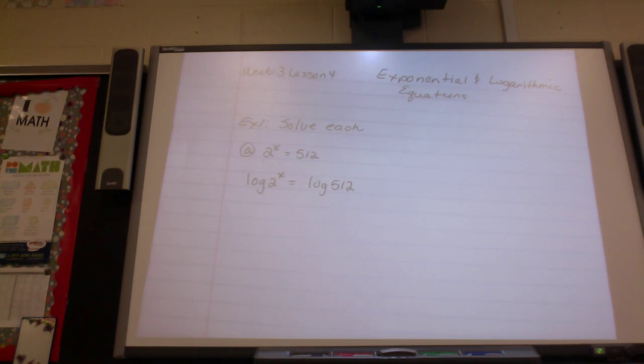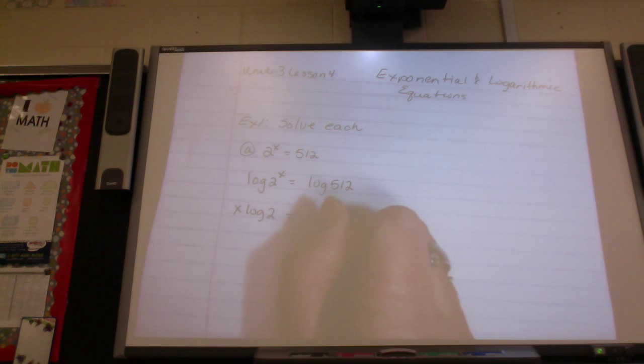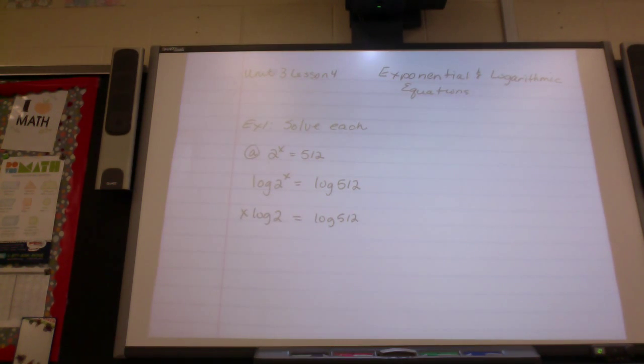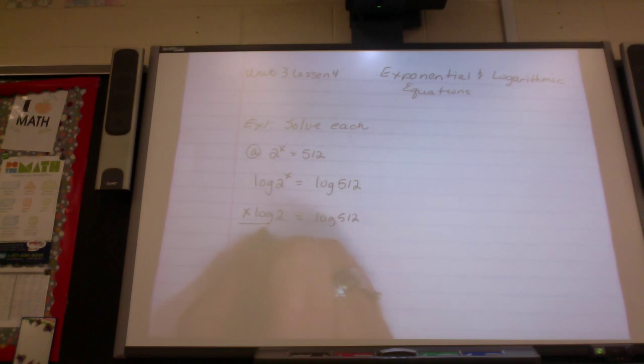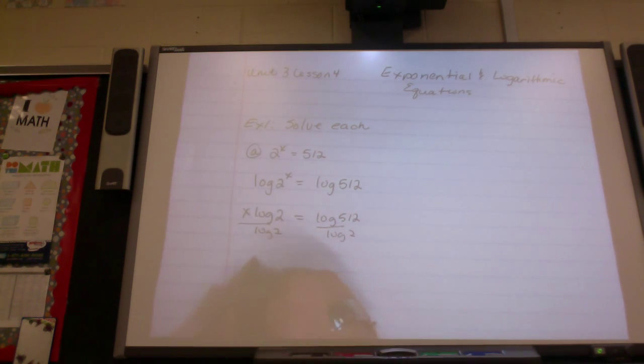Bring x to the front. Remember, our powers can come to the front. So then this is x log 2 equals log of 512. And now how do you solve for x? Divide by what? Log 2. So you're going to, in your calculator, do log of 512 divided by log 2. See what you get.